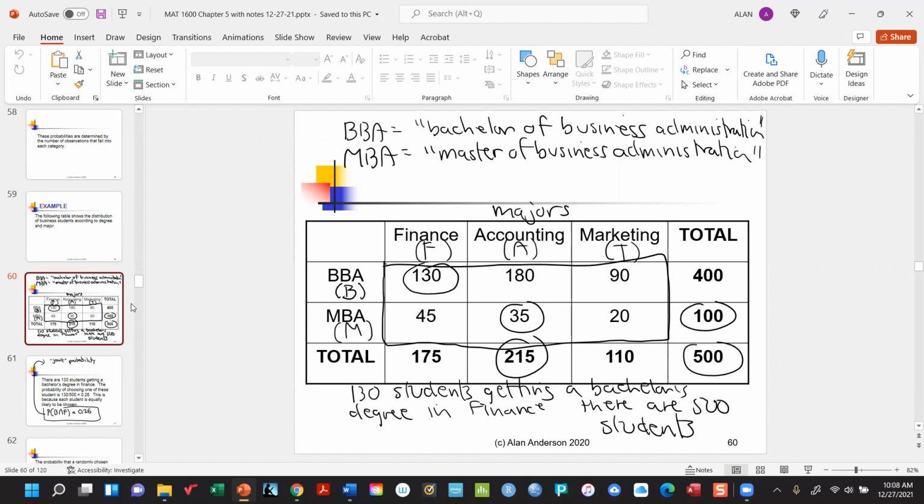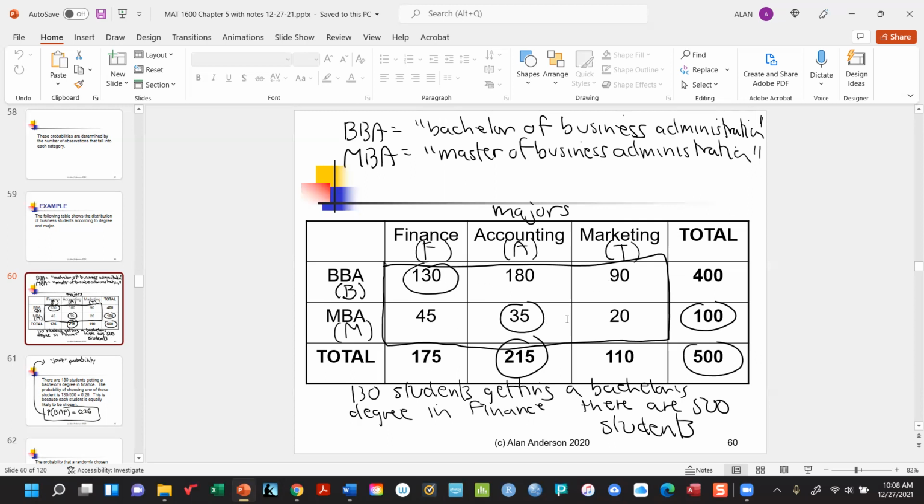What I've done here is show in this table that all the students in this business school are broken up by their majors and what level they're studying at. For example, you can see that this 130 is circled. That means there are 130 people in the school who are getting their bachelor's degree in finance. And this other circled number means there are 35 students who are getting an MBA in accounting.